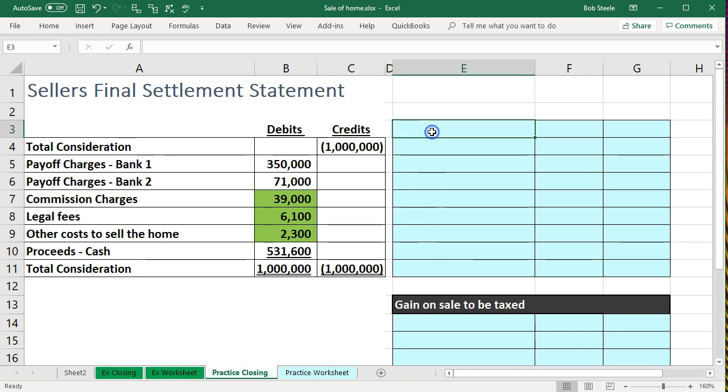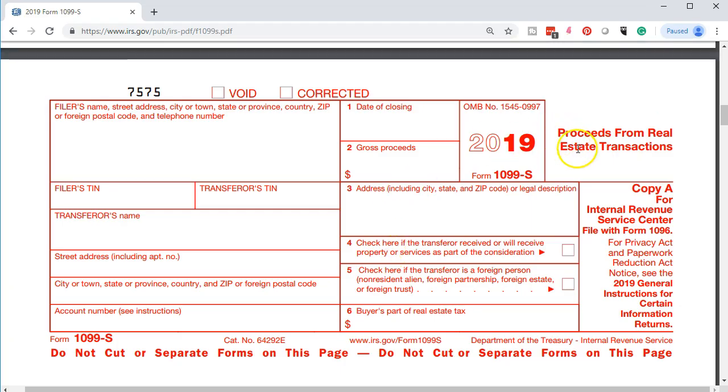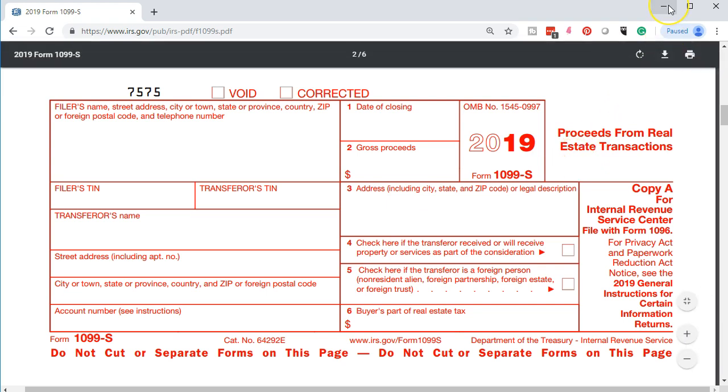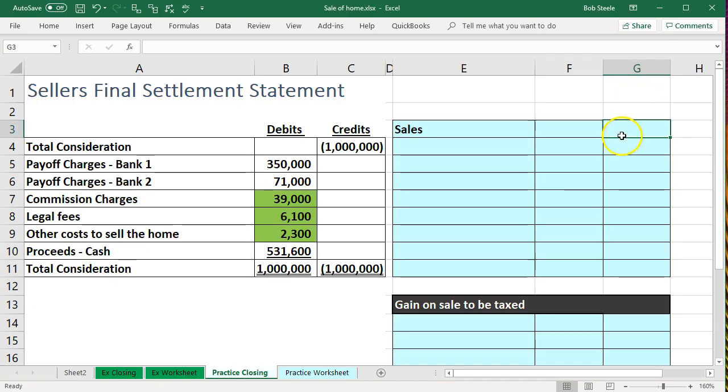So first I would say that we have the sales price. So the sales, I'm going to say, is the 1 million, and this should typically match what's also on the 1099-S most of the time, you would think. So you're going to say, all right, well, that 1 million matches what's on the 1099-S, let's say. So I'm going to say that's going to be the sale.